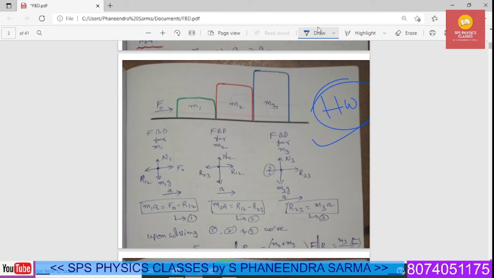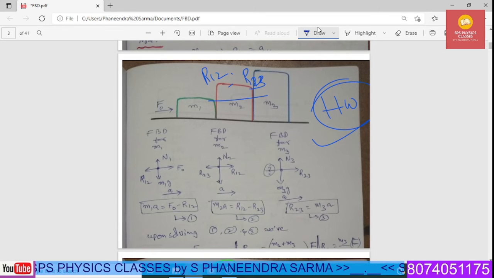Now, let us consider another case, the 3-block model problem. I am giving this 3-block model problem as homework, dear students. Please try to follow this one as a homework question. We have to find the contact force between 1 and 2, and we have to find the contact force between 2 and 3. Okay, this is the homework target question.